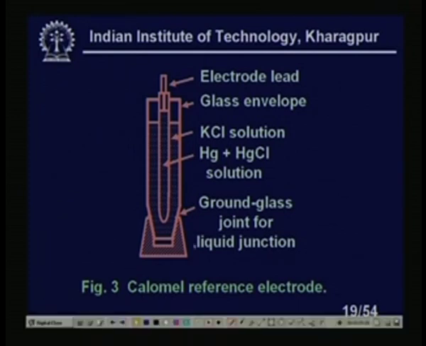Okay, we have a ground glass joint here. This is put in some solution, so that it should not dry up. We have Hg and HgCl here, and this is a glass envelope, and this electrode lead is coming out, and this is a KCl solution.